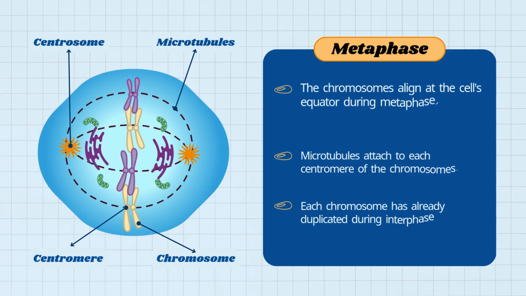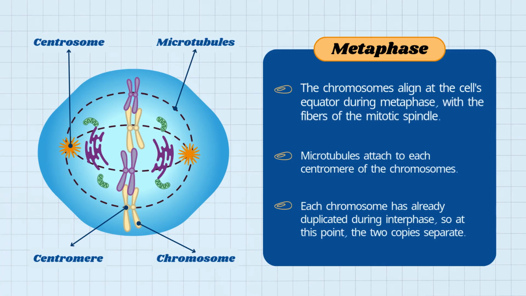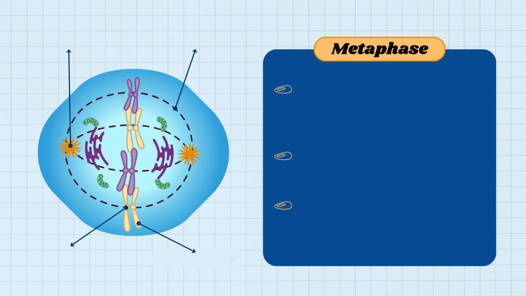Metaphase. The chromosomes align at the cell's equator during metaphase with the fibers of the mitotic spindle, and microtubules attach to each centromere of the chromosomes. Each chromosome has already duplicated during interphase, so at this point the two copies separate.